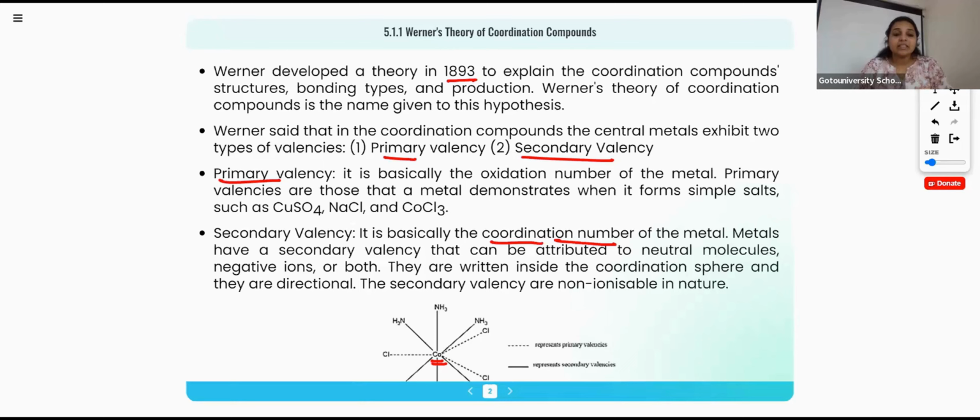If you write the coordination complex, suppose I am writing Co(NH3)6 and Cl3, I won't write these 3 chlorine inside the coordination complex. The part in the bracket is the coordination complex, called the coordination sphere, and these 3 chlorine atoms are outside the coordination sphere, meaning they undergo ionization. The complex is not undergoing ionization, so the coordination number is still 6. The 3 chlorine atoms are not included in the secondary valency. That is the difference between primary and secondary valency.